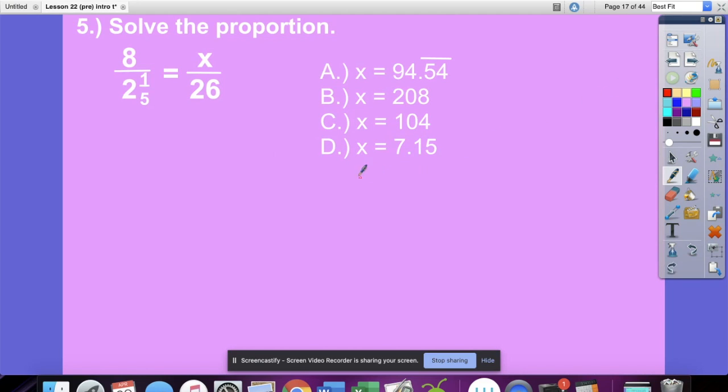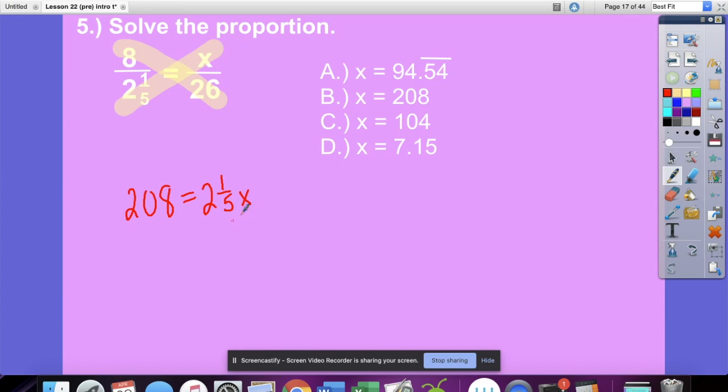Last one, another multiple choice one. So if I again find my cross products, in this case, my first cross product would be 8 times 26. 8 times 26 is 208. When I find my other cross product, 2 1/5 times X, I can just write that as 2 1/5 X.